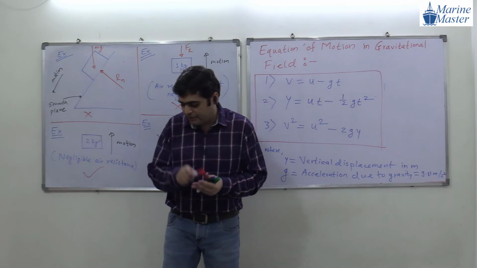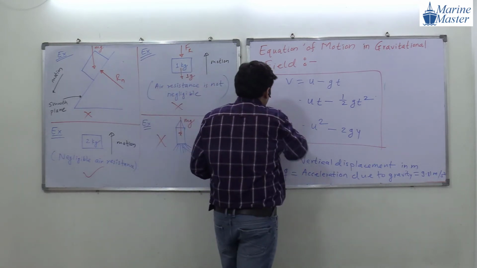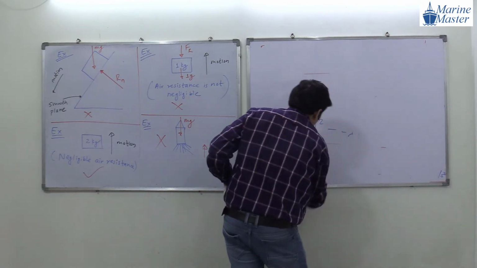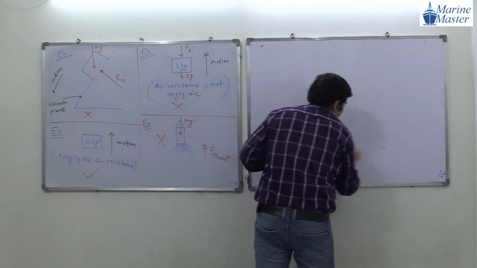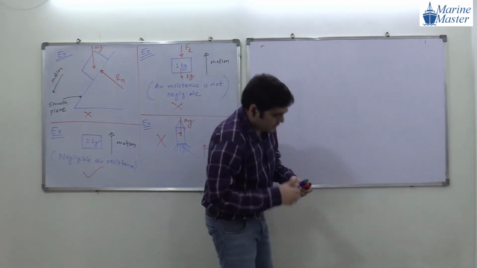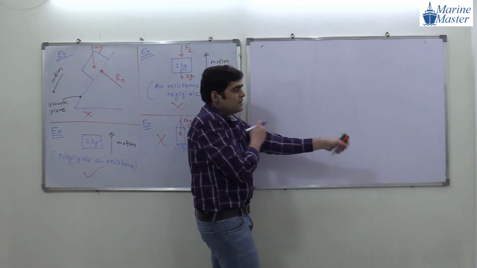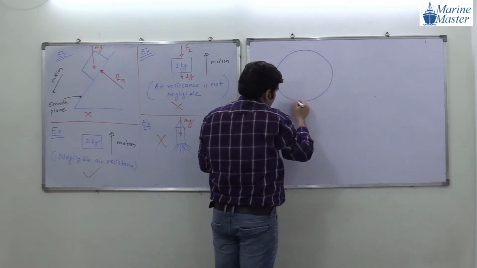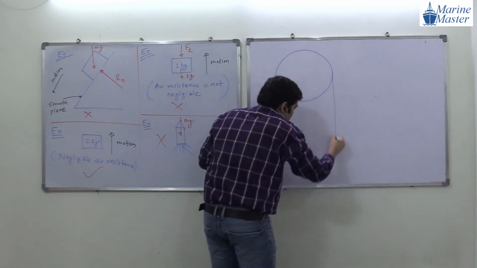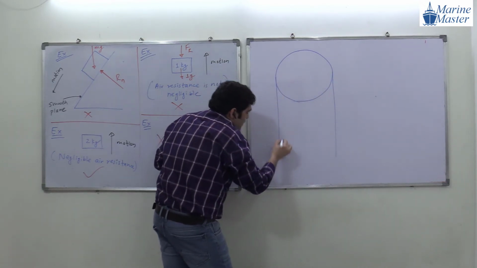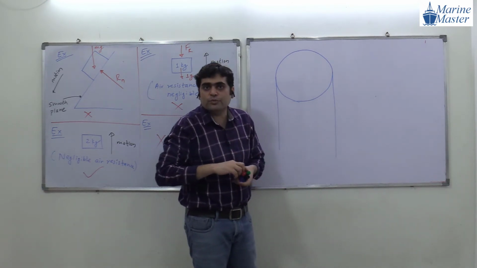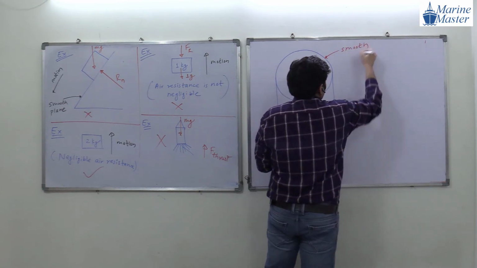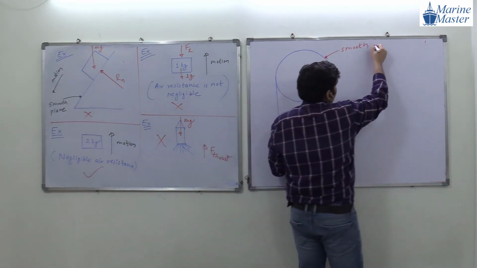I'm going to take one more example. It is a very interesting example. These points are very, very important. Sometimes we may apply. There is one pulley, and a rope is wound around the pulley. This pulley is a smooth pulley.